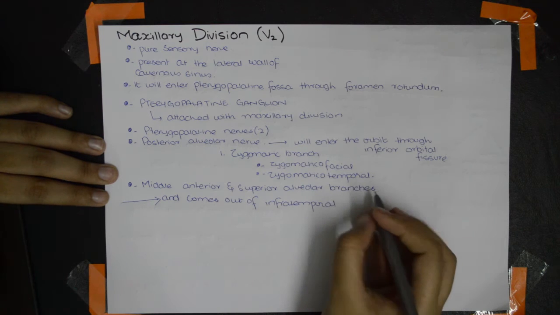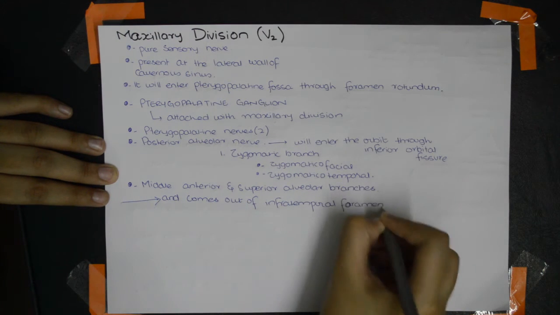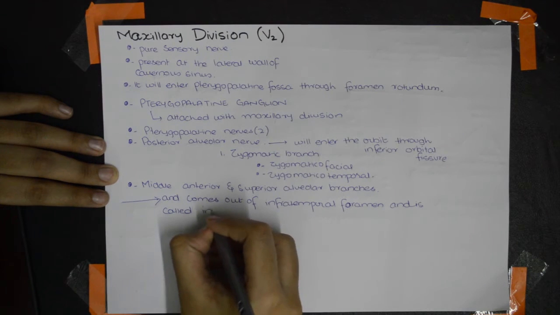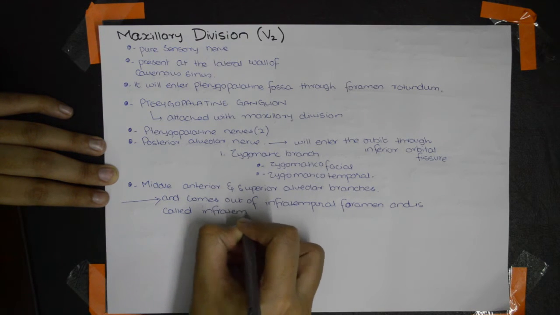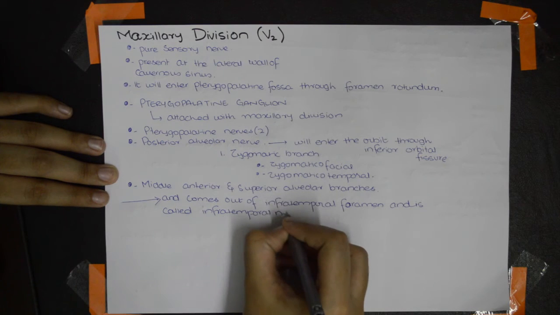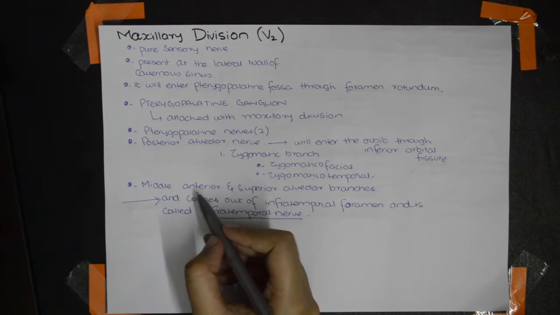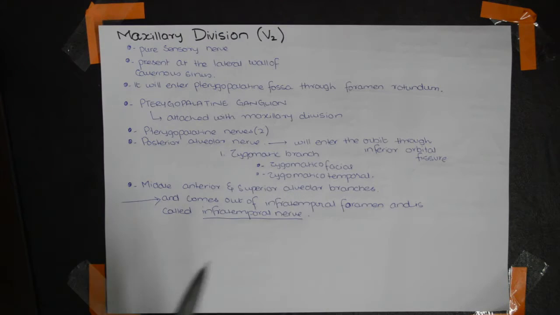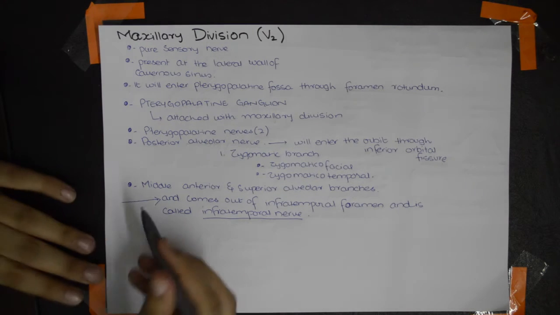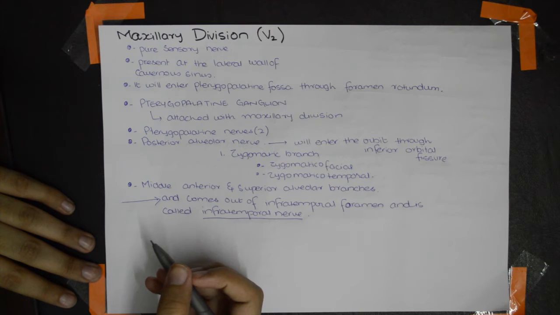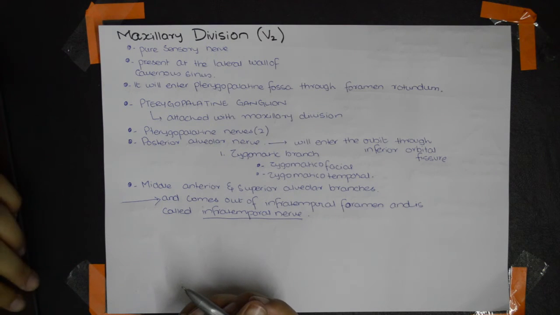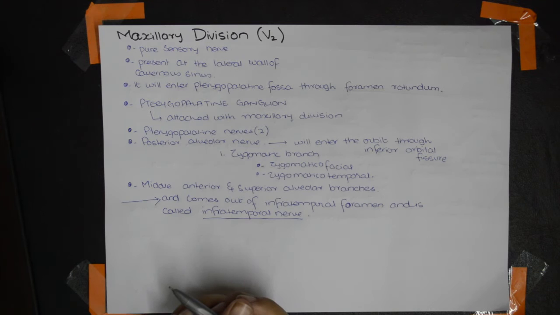So it comes out of the infratemporal foramen and is called the infratemporal nerve. So if you understand it like this, it is the inferior and the superior alveolar nerve. When these branches come out of the infratemporal foramen, that's when they're called the infratemporal nerve. Now what you need to do is the dermatomes of the face, do the diagram, so it will help you a lot. Now let's move to the pathway.